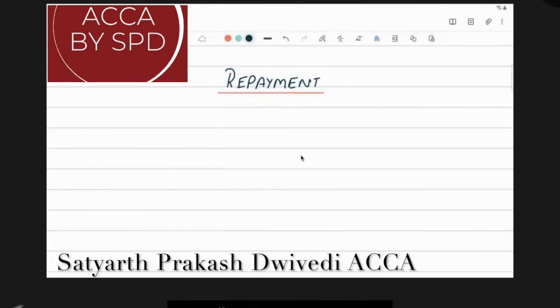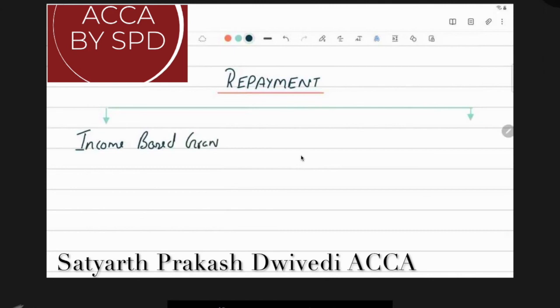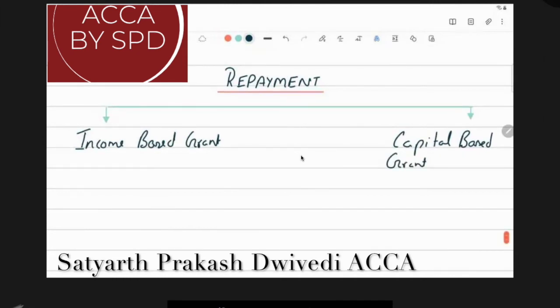Very good, very good. So repayment. Now, firstly, you'll need to bifurcate it between an income based grant and a capital based grant. So let me just write it down. Income based grant, if you want to repay an income based grant. Secondly, capital based grant.